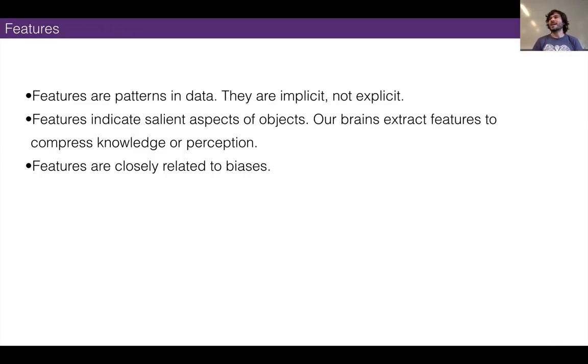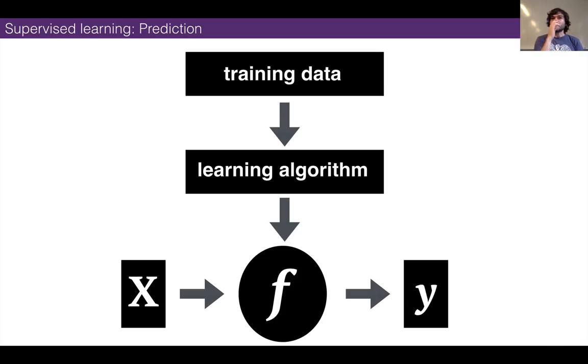So there's a very intricate interplay between features and biases that are very worth being aware of as we learn about how these things work. Okay, so that was just a little exercise, and I'm going to come back to this idea of features when we introduce more clearly how neural networks work.